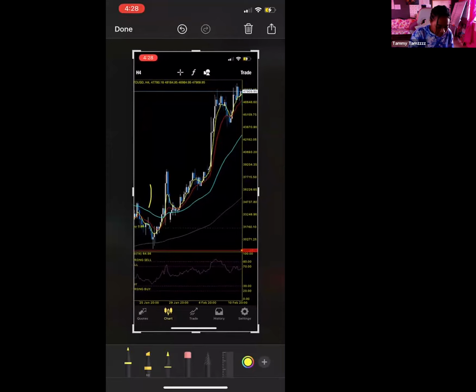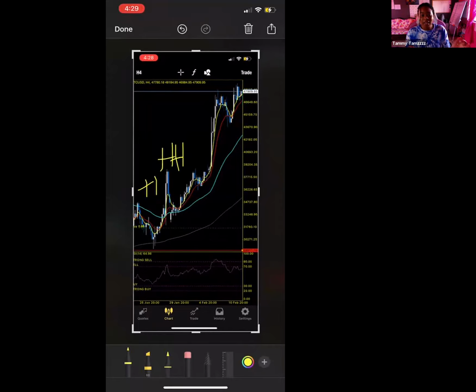Come on. This is much easier on my iPad. This is an H. Boom. So this now is a higher high, because you guys agree that that high is higher than the previous high.